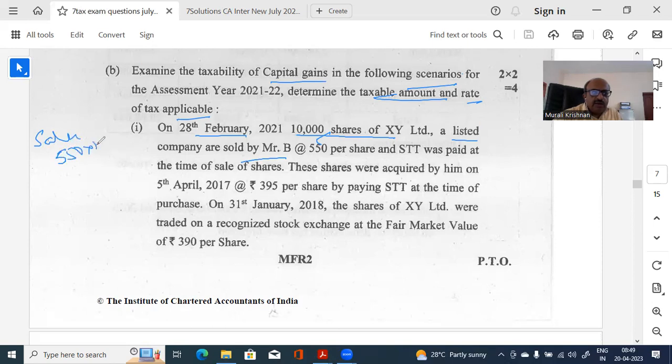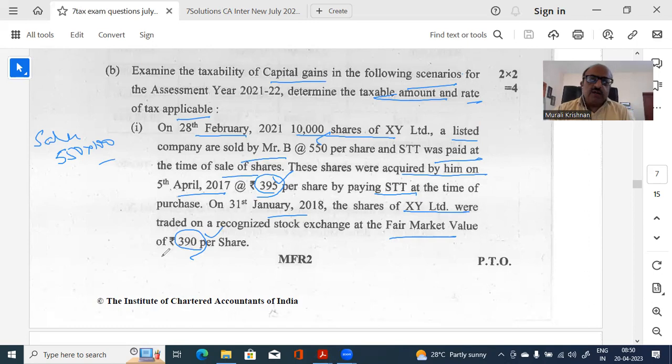550 into 100 is very clear. And STT has been paid at the time of sale. These shares were acquired by him in 2017 at rupees 395 by paying STT. On 31st January, it was recognized at the fair market value. So the question arises, should I take this or this?